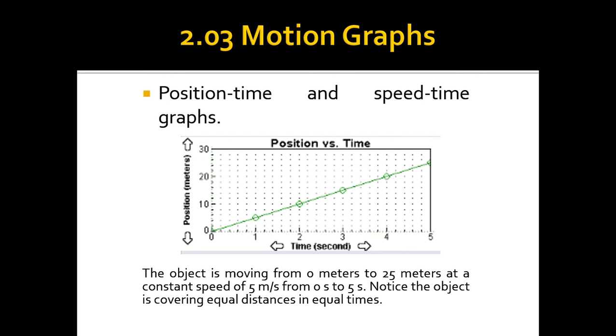Here you have it. The object is moving from 0 meters to 25 meters at a constant speed of 5 meters per second, from 0 seconds to 5 seconds. Notice the object is covering equal distances in equal times. So just like you can notice here on the graphic, there are not many curves, or we don't have any abrupt changes in there, but we just have a constant linear change that is constantly getting higher from the bottom to the top, from left to right. That is why we say that it is moving at a constant speed.